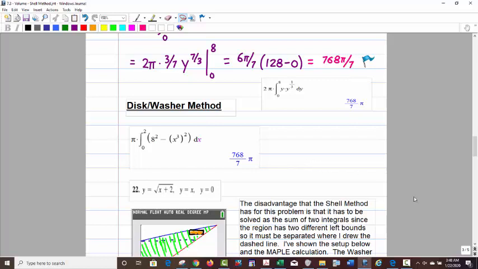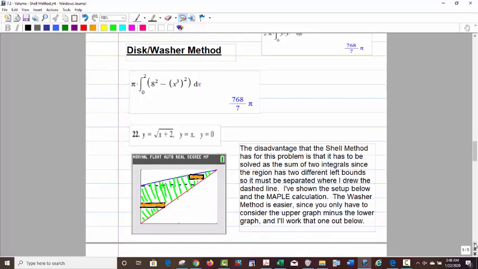Now this one, we're still part of the same block of problems, but now we're about to hit something where the shell method is less than desirable. We look at this function. We're going around the x-axis, so our representative rectangle is going in the x direction.